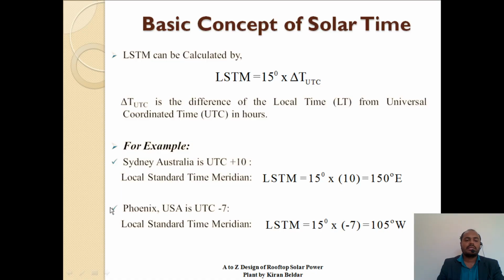Let's say the second example is Phoenix, USA, which has a UTC of minus 7. Then the local standard time meridian is at 15 degrees multiplied by minus 7, which equals 105 degrees west. Basically it is minus 105, but because of the minus sign, we write 105 degrees west. East is on the positive side, west is on the negative side. This way we can easily calculate the local standard time meridian line.